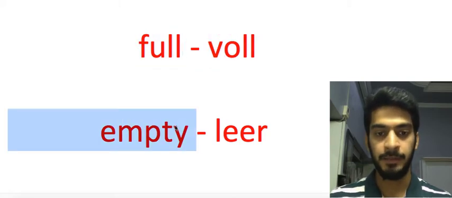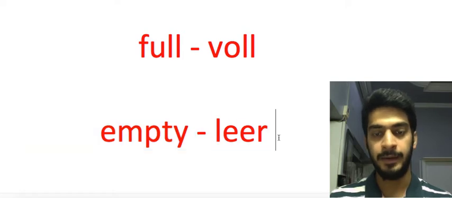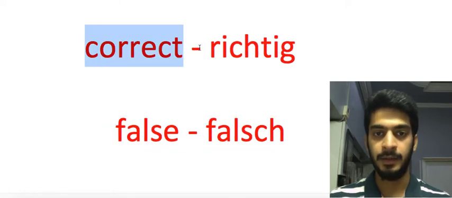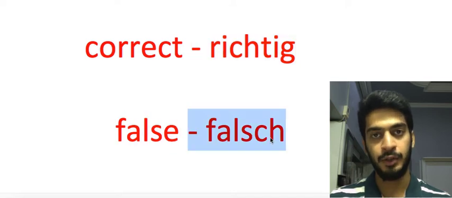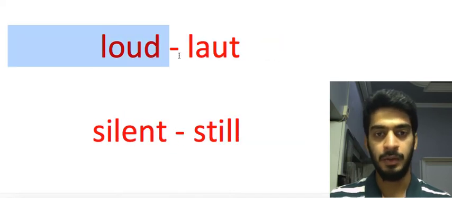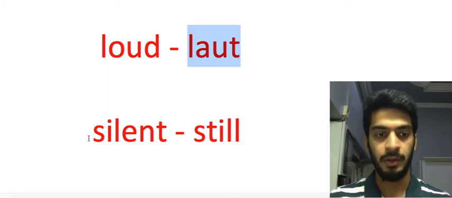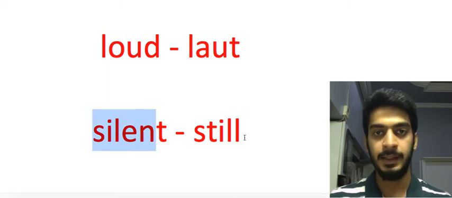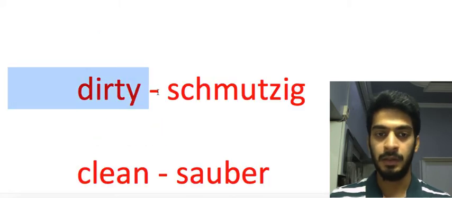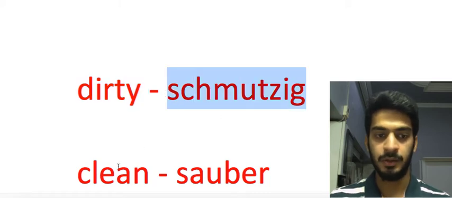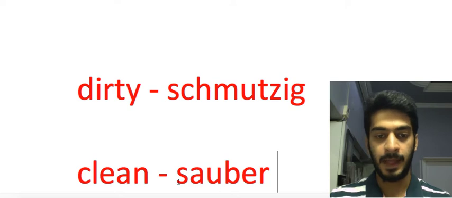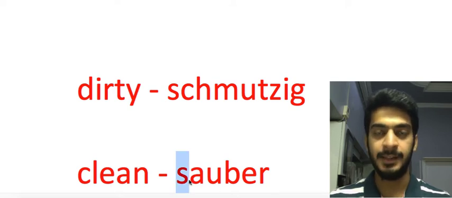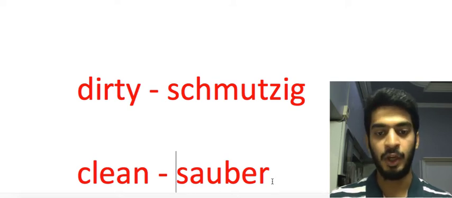Then empty, leer, correct, richtig, false, falsch, loud, laut, silent, still, dirty, schmutzig, clean, sauber. S alphabet is pronounced as Z. So, sauber, which means clean.